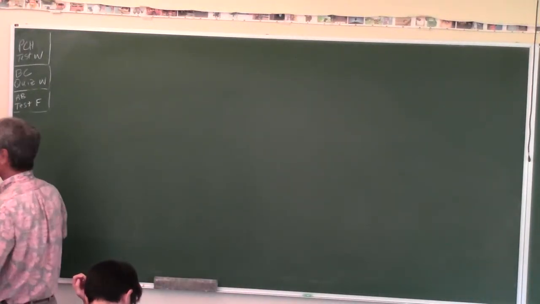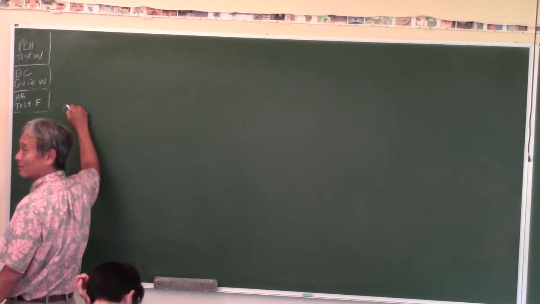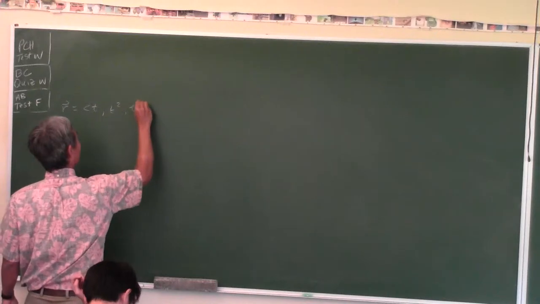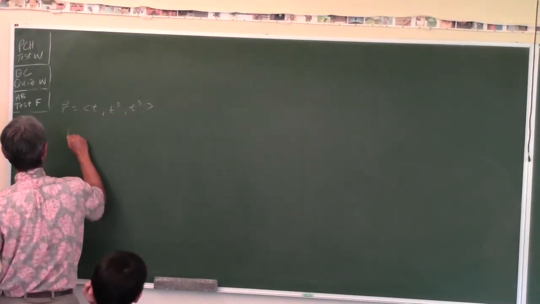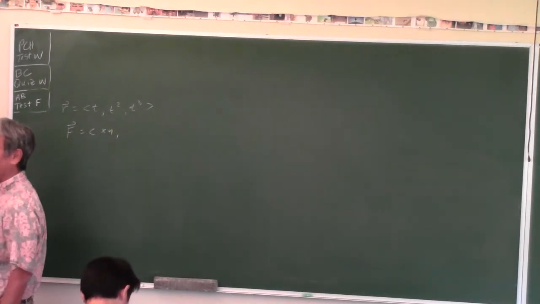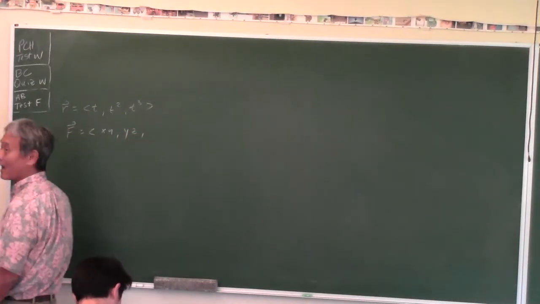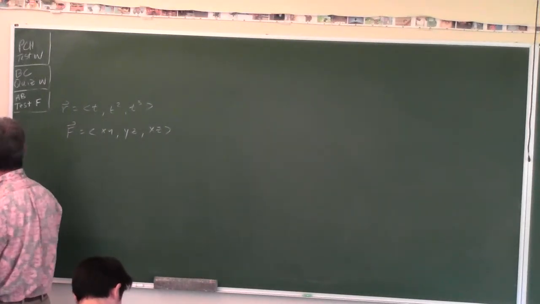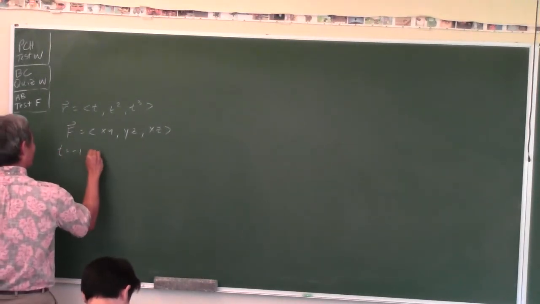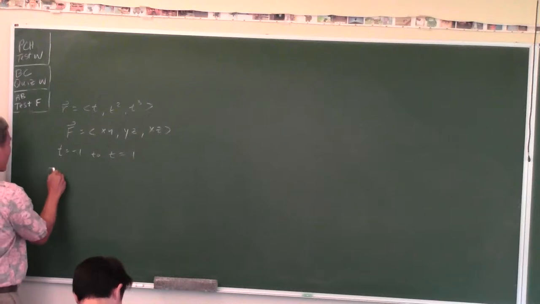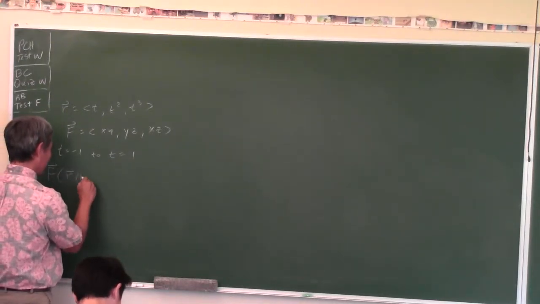Okay, next example. Find the total work done on this curve. So the position vector is t, t squared, t cubed. And what is the force vector? The force vector is xy, yz, and xz. And we want to compute the work done from t equals negative 1 to t equals 1. So let's first of all compute F of r of t.